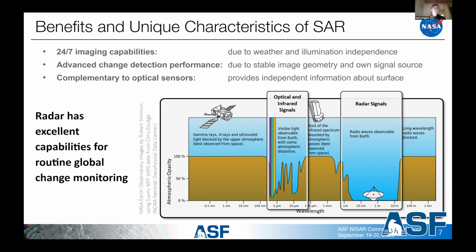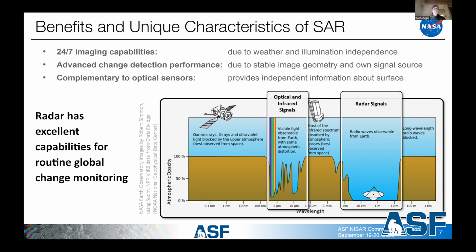Another advantage of this part of the electromagnetic spectrum is that it's very clear for the signal to pass through and image the Earth's surface. There's not a lot of atmospheric disturbance when you're creating an image from SAR data. This means that unlike optical imagery, you can be collecting an image of the Earth's surface anytime, regardless of the cloud conditions or if there's smoke present.